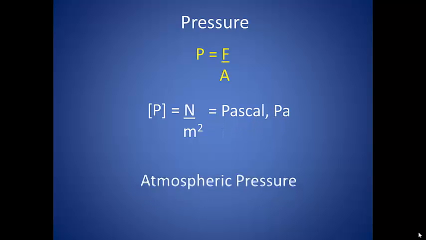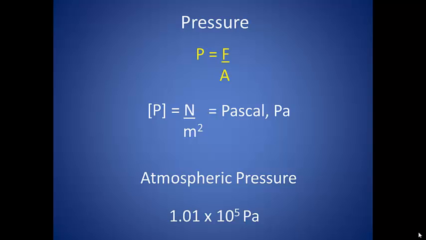One important idea to keep in mind is that there is a certain pressure being exerted on you anywhere you might be on Earth. The particles that make up the gases in our atmosphere are constantly bouncing off your body with some force. This is what is known as atmospheric pressure. Standard atmospheric pressure occurs under normal conditions when you are at sea level and has a value of 1.01 times 10 to the 5th pascals.